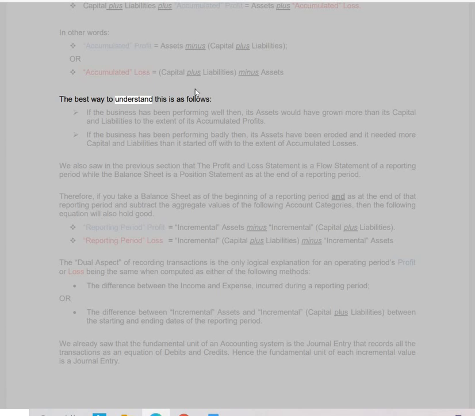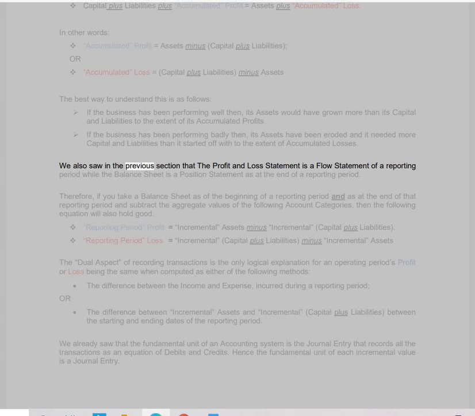The best way to understand this is as follows. If the business has been performing well, then its assets would have grown more than its capital and liabilities to the extent of its accumulated profits. If the business has been performing badly, then its assets have been eroded and it needed more capital and liabilities than it started off with to the extent of accumulated losses.